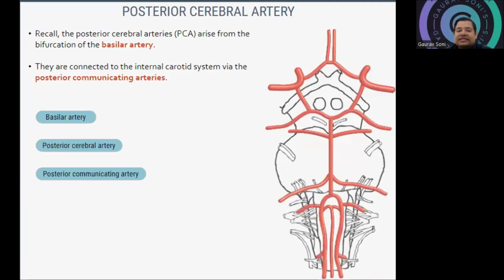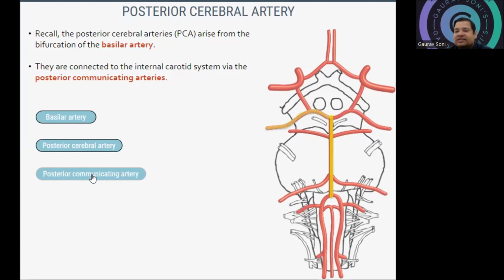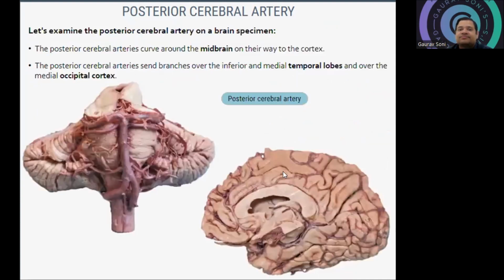Now talking in detail about the posterior cerebral artery, where it is going to give supply, what will be the problem. So posterior cerebral artery arises from basilar artery. You can recall they are connected to internal carotid via posterior communicating arteries. So you can see this is basilar artery followed from the vertebral artery. From here there will be posterior cerebral artery, and then they will be connected with the posterior communicating artery to the anterior part. So this will be the posterior cerebral artery summary.